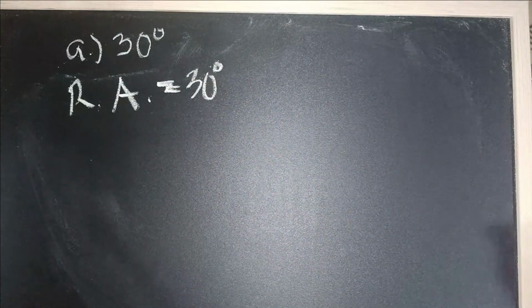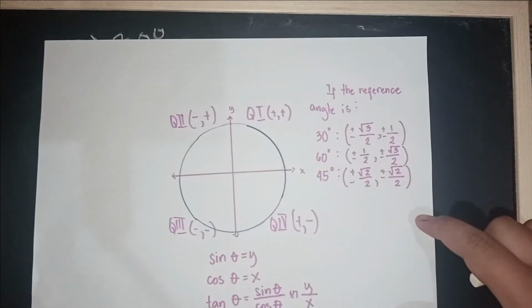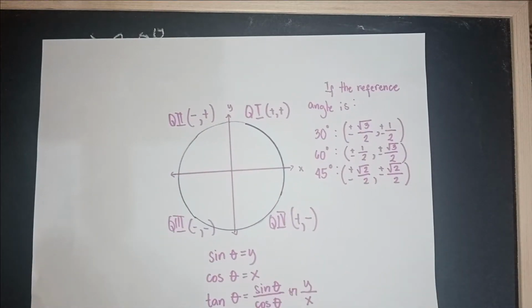Okay? Next, pag nahanap nyo na po yung reference angle of a given angle, the next thing you are going to do is you determine the coordinates of the point of intersection of the terminal side of the given angle and the unit circle. So kanina mga boss, meron akong binigay sa inyo regarding sa pag-determine ng coordinates. Pag na-determine nyo na po yung reference angle.